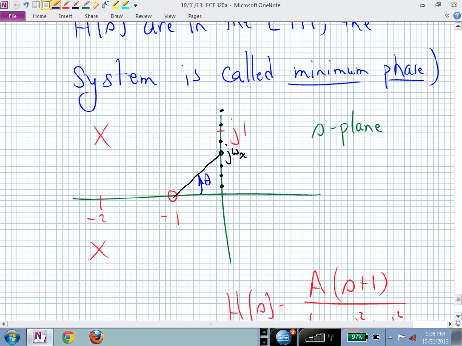Now, if I had not a 0 at minus 1, but a 0 at plus 1. So now virtually erase that 0 and pretend that we have a 0 there. That system, what's the distance between that 0 and j omega x and the stable 0, if you can kind of say, or the 0 in the left half plane, minus 1 and j omega x? What's the difference between those lengths, hypotenuse?